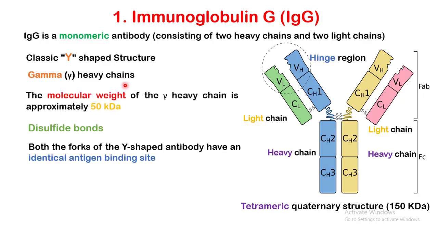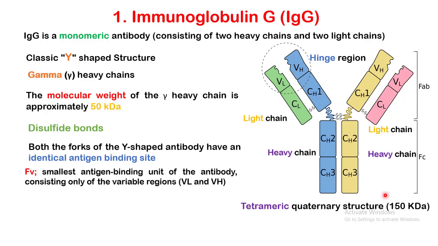The molecular weight of the gamma heavy chain is approximately 50 kilodalton. So now you can calculate the molecular weight of the immunoglobulin G over here. This is 50 kilodalton. Another heavy chain is 50 kilodalton, and these light chains are 25 kilodalton each. So 50 plus 50 is 100, 25 plus 25 is 50. So you are going to get a molecular weight of 150 kilodalton for the immunoglobulin G.